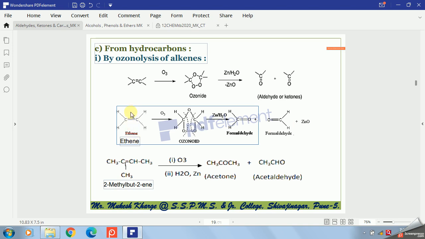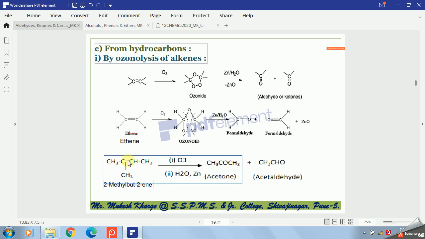As your ethene is a symmetrical alkene, if you pass a plane through this carbon-carbon double bond perpendicular to this double bond, then we observe identical groups on both sides. So we get the same compound, and here each carbon contains two hydrogens. So the aldehyde is formaldehyde, methanal, from ethene. Here both the hydrogens are present, so we get formaldehyde. Let us consider another example.